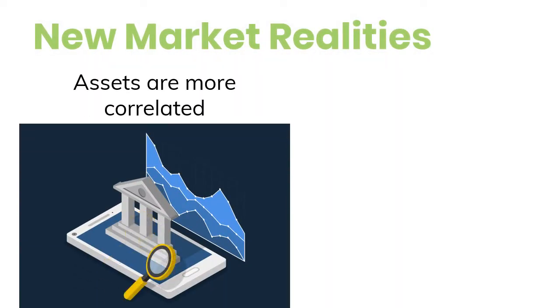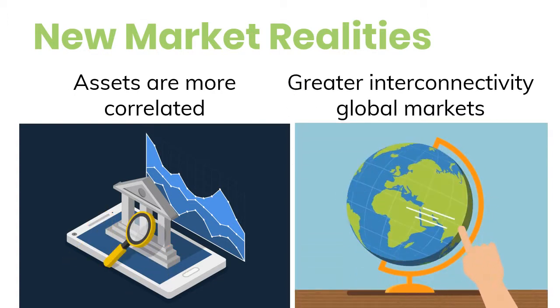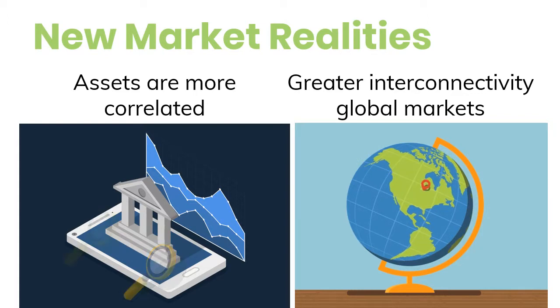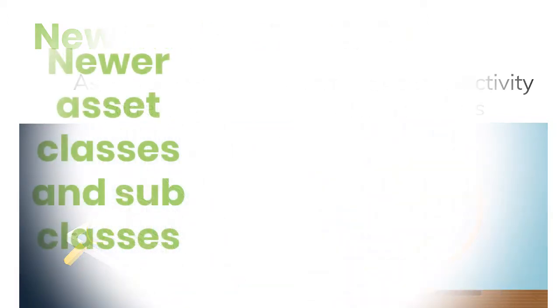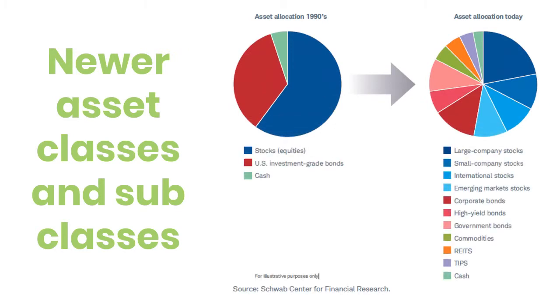Assets have become more highly correlated in recent years due to greater interconnectivity between global markets, thereby reducing diversification benefits. The ongoing expansion of asset allocation to non-traditional asset and sub-asset classes has changed the traditional asset allocation.